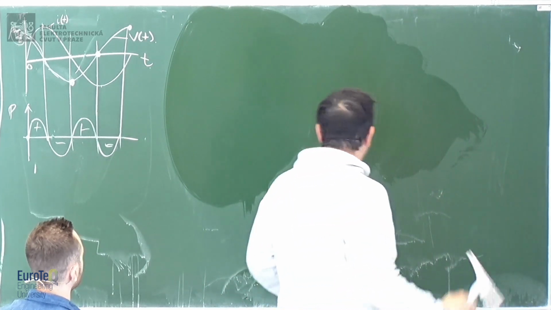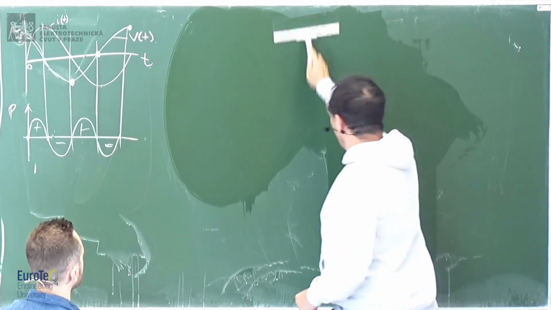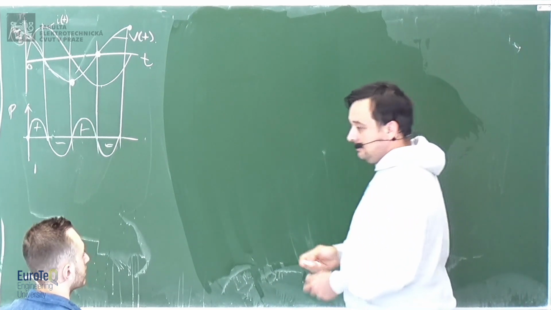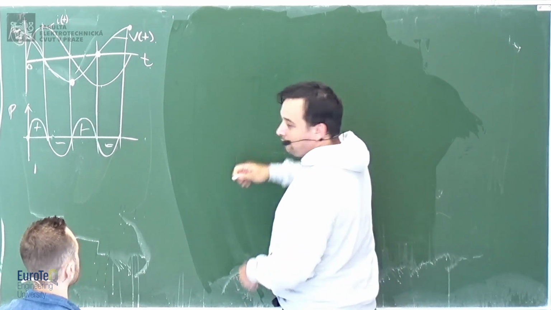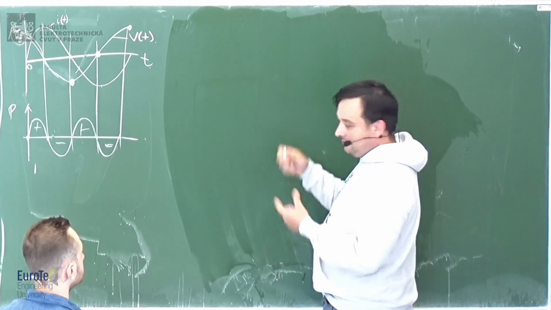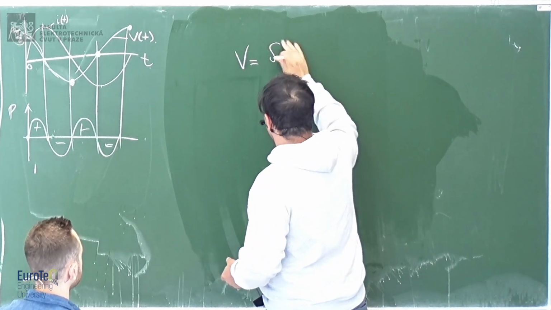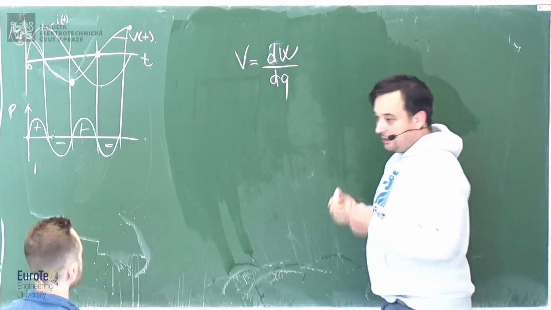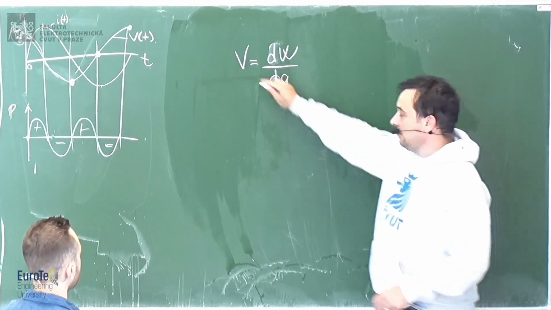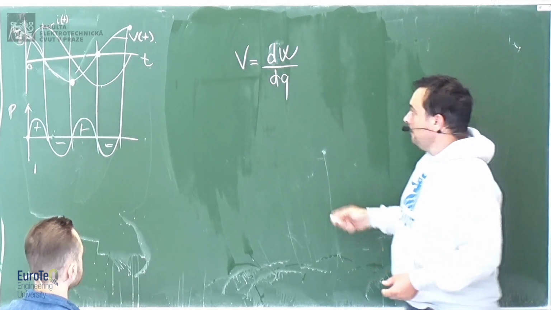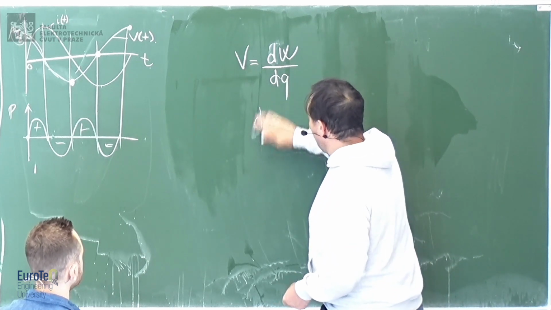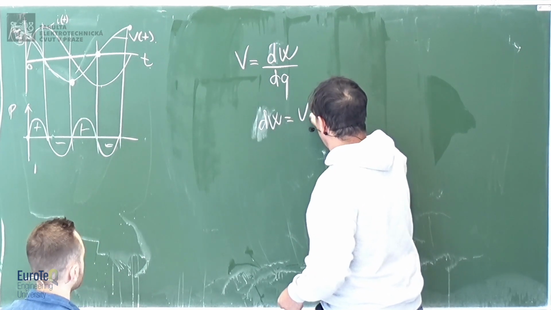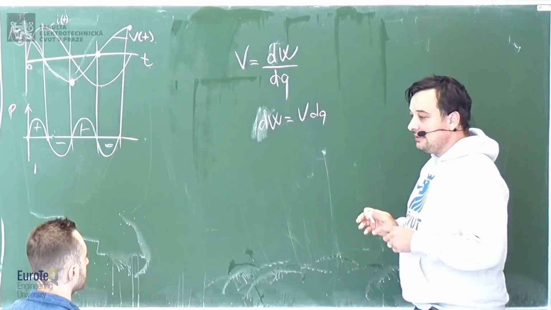Again, we know that the voltage is the amount of work done per unit of charge, between two points A and B. So the voltage is equal to the elementary work over the elementary charge for moving from point A to B, which means that dW equals V dq.